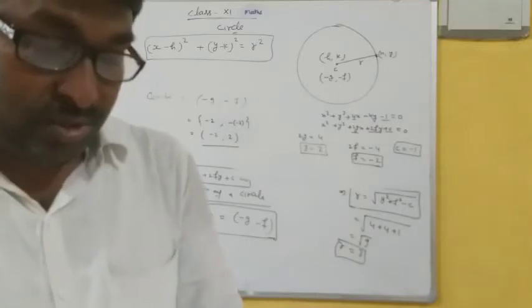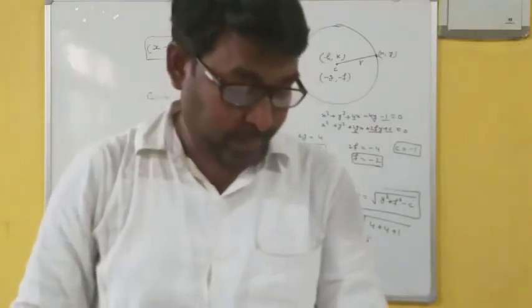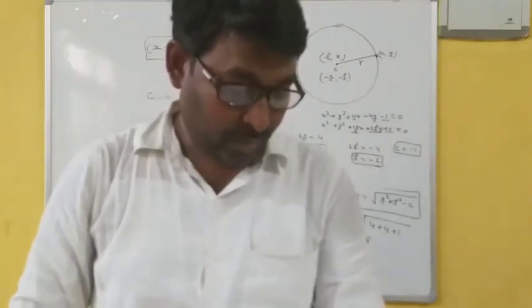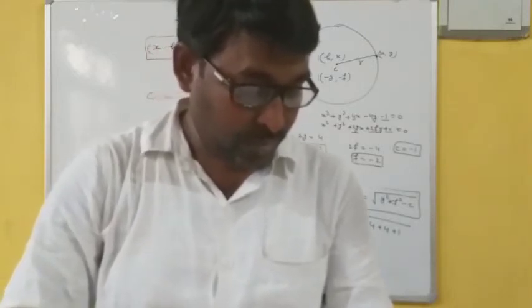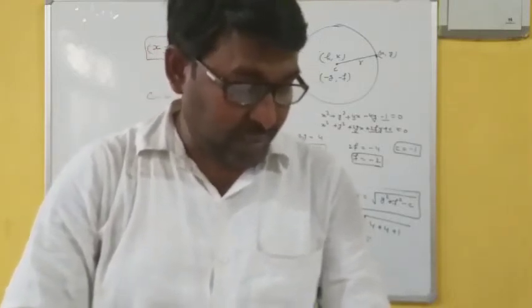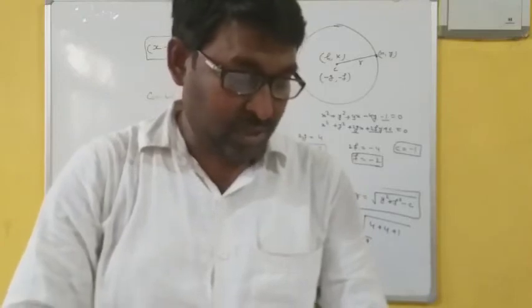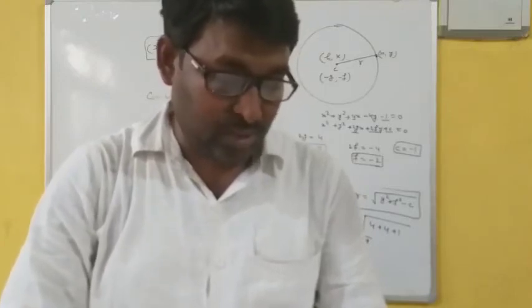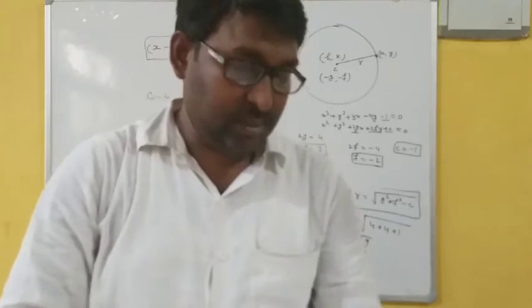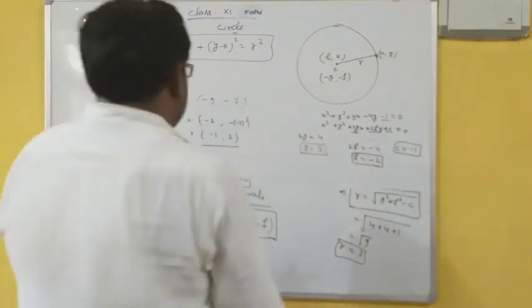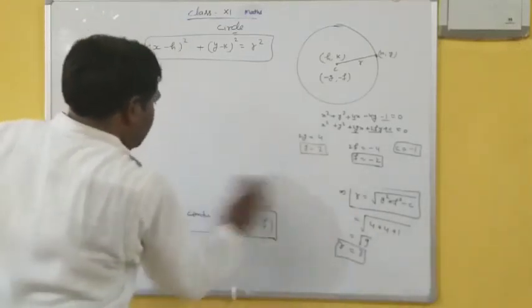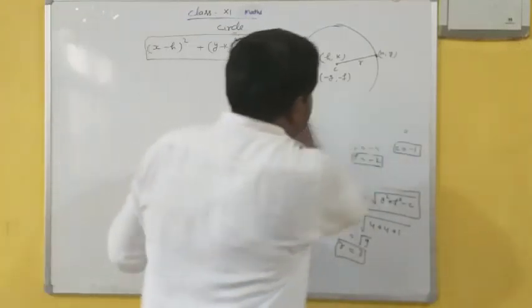Right. Some other questions are like: find the length of the intercept of the circle on the coordinate axis. This time it is the intercept. How can you find the intercept? This is another type of question, to find the intercept cut by the circle on the coordinate axis.